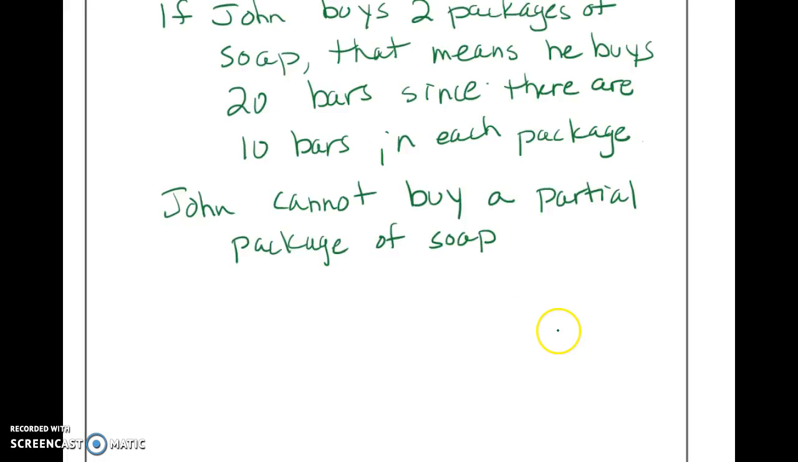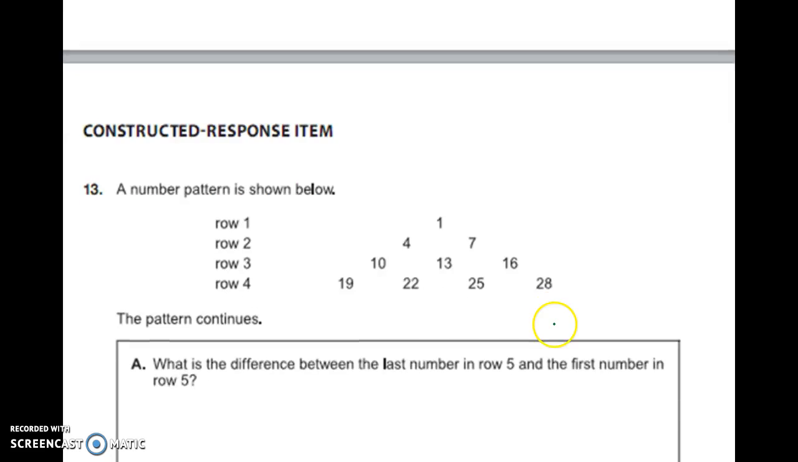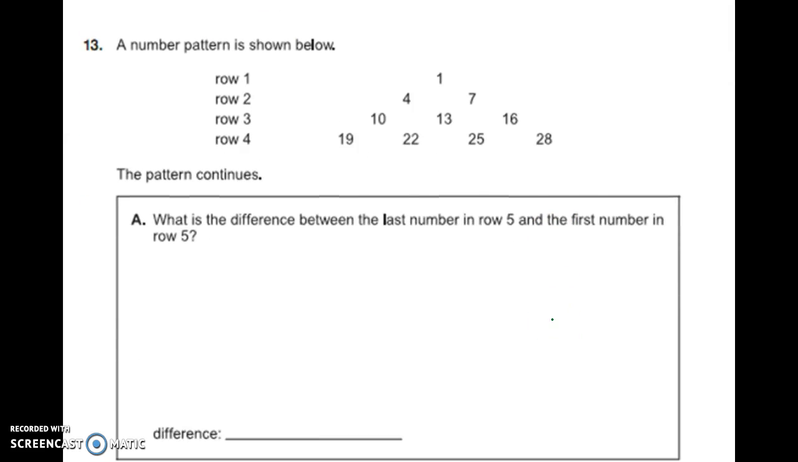Okay, the next one has to do with number patterns. A number pattern is shown below, rows 1, 2, 3, and 4. So the pattern continues. What is the difference between the last number in row 5 and the first number in row 5? If we look at the pattern, each number adds 3. So 7 plus 3 is 10, plus 3 is 13, plus 3 is 16, and so on and so forth.